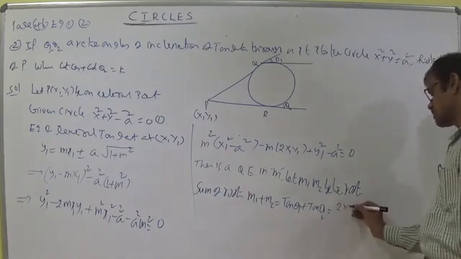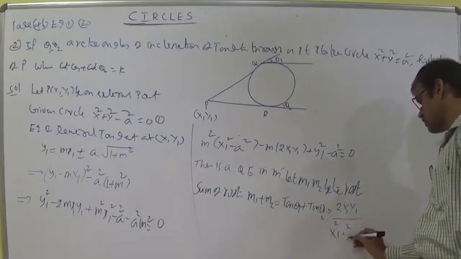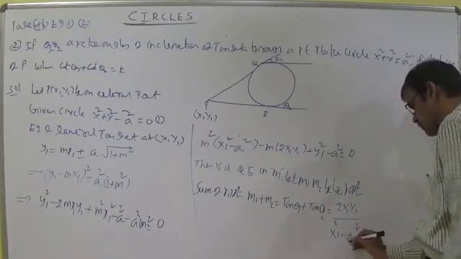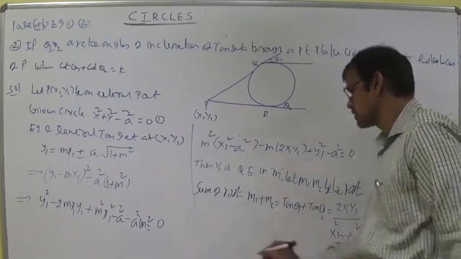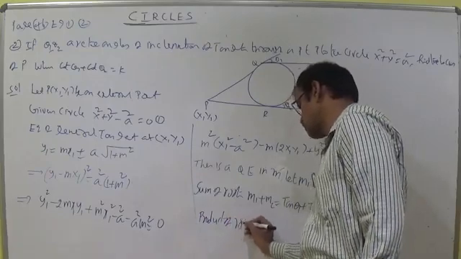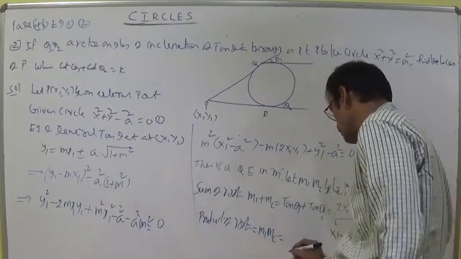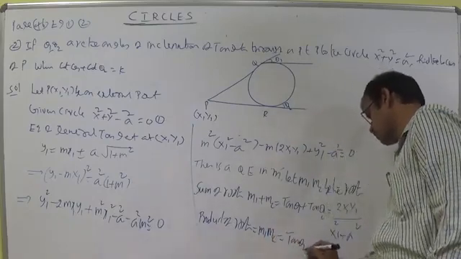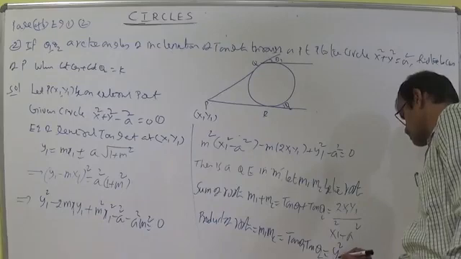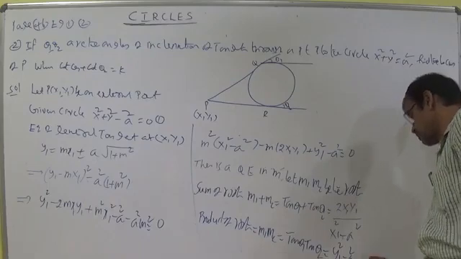Sum of roots is minus b by a, so it is 2x1 y1 by x1 square minus a square. Next, product of roots is m1 into m2, that is tan theta 1 into tan theta 2, which is equal to y1 square minus a square by x1 square minus a square.